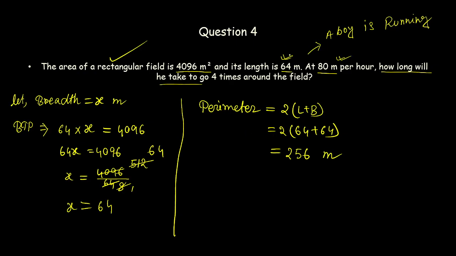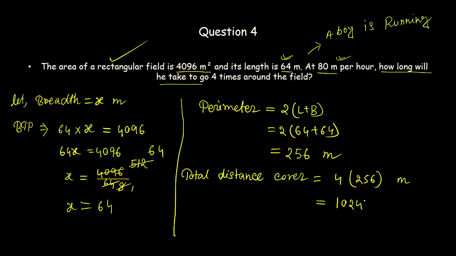Now he runs for how many times? 4 times. So for 4 times, total distance covered is how much? Total distance covered is 4 times into 256 meter, that is 256 into 4. 256 double is 512 and 512 double is 1024 meter. This is the total distance.